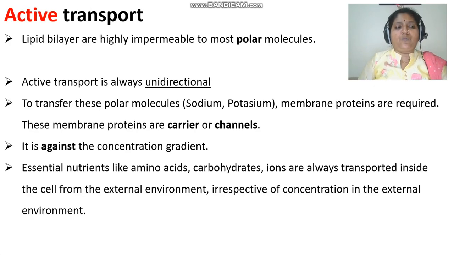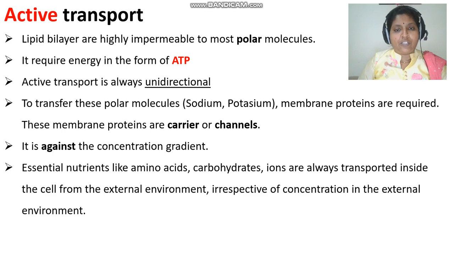Now, the active transport. Lipid bilayers are highly impermeable to most polar molecules, and because of this the use of ATP is observed to transport such molecules. Active transport is always unidirectional. To transport these polar molecules, for example sodium and potassium, membrane proteins are required. It means a channel or a carrier protein.